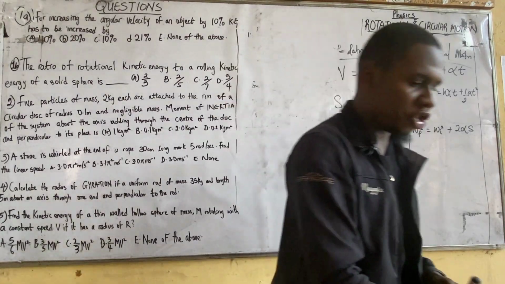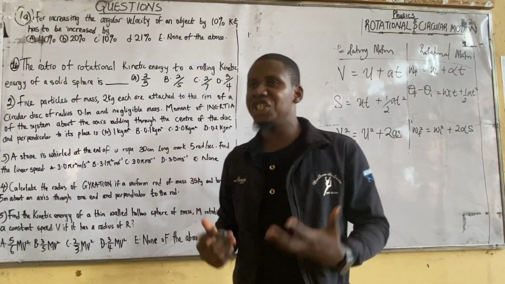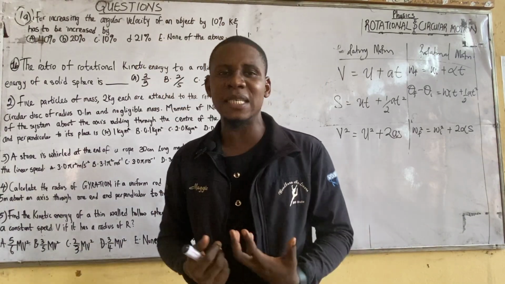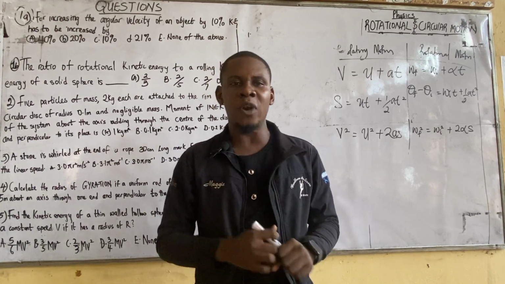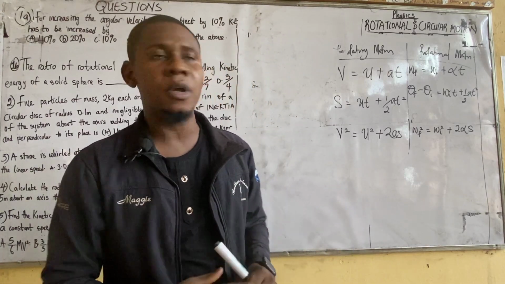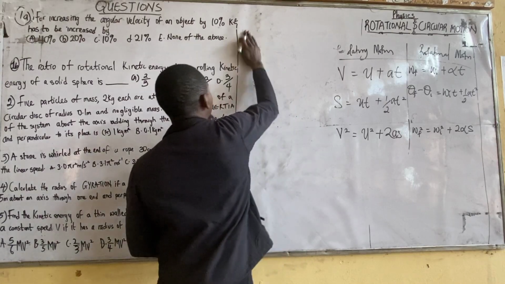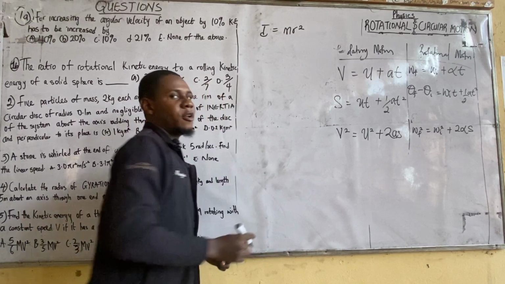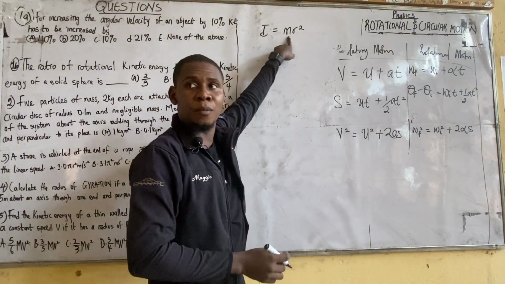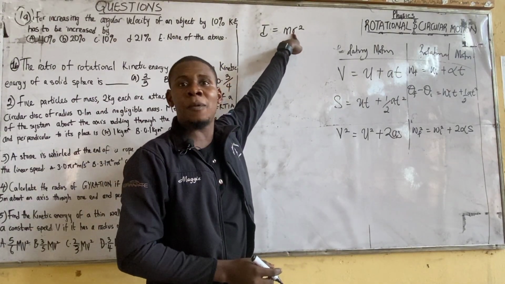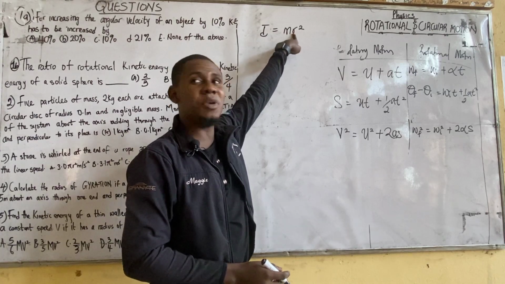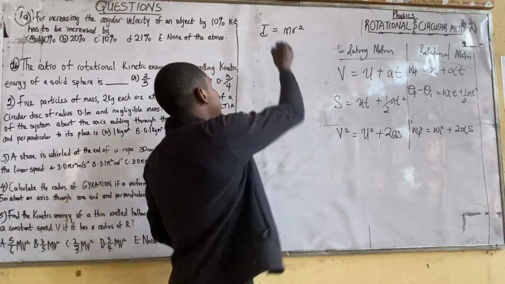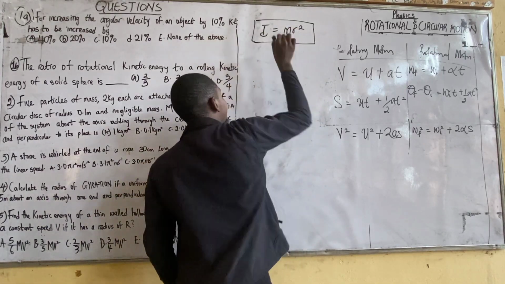Now next is what we term to be moment of inertia. The moment of inertia of a body is a property of the body due to which it resists any change in its state of rest or of uniform rotation. The moment of inertia of a body is given to be I equals mr squared, where m is the mass of the body and r is the perpendicular distance from the axis of its rotation.